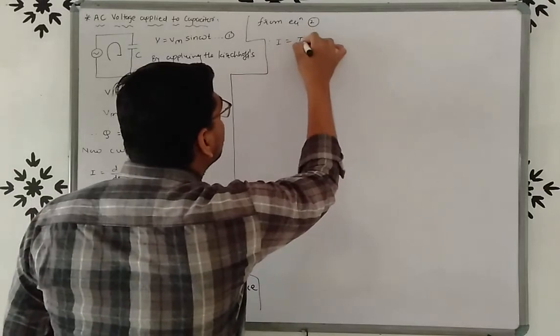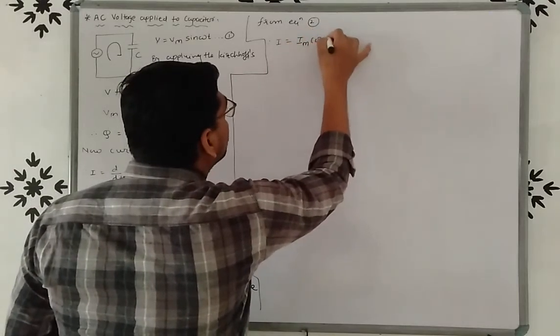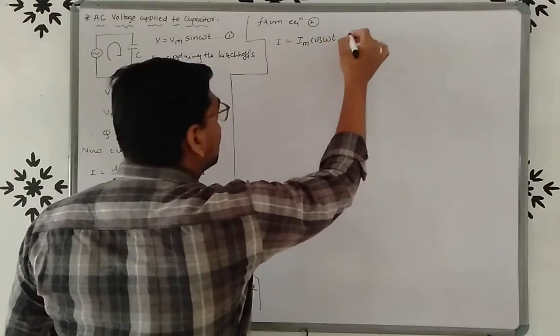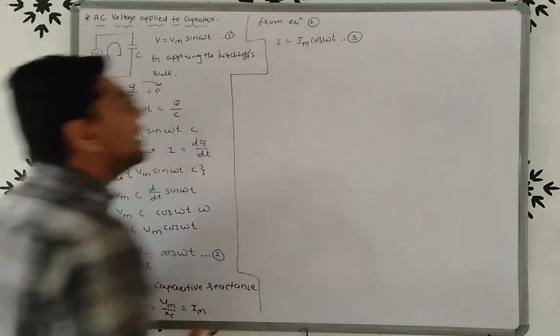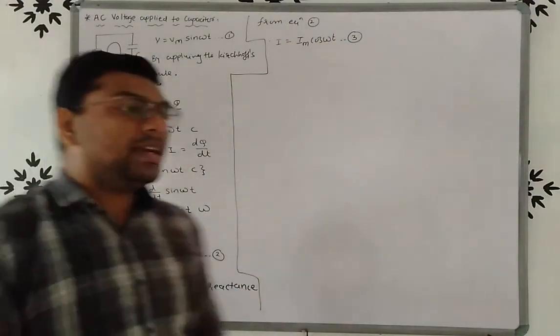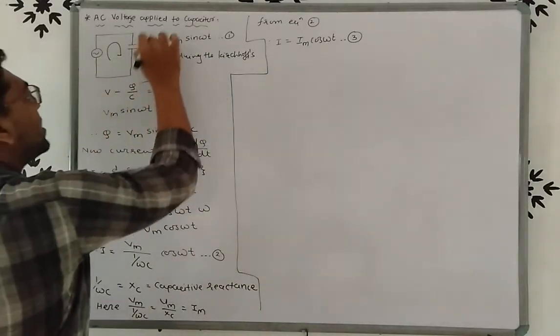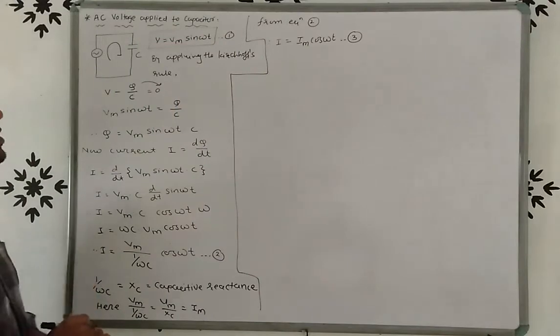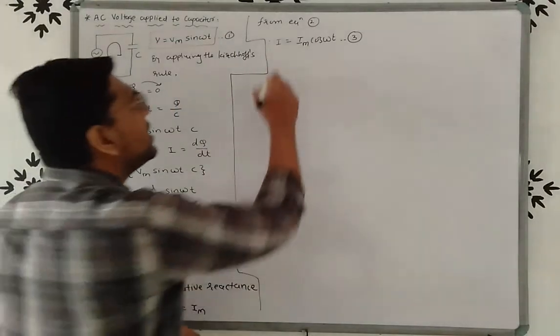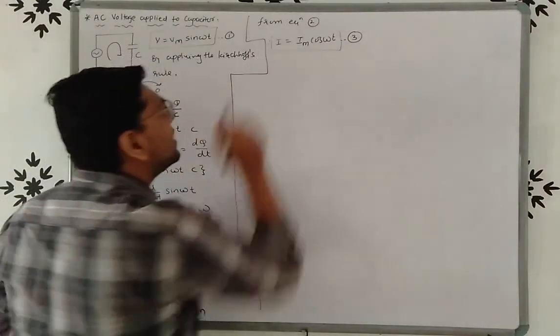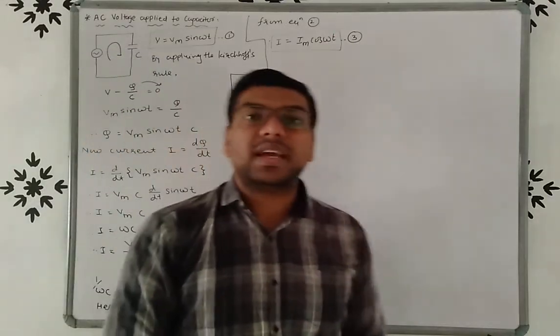So I is equals to Im cos omega t. This is equation number 3, right? So the equation of current is I is equals to Im cos omega t. The equation of voltage V is equals to Vm sin omega t. The equation of current I is equals to Im cos omega t.